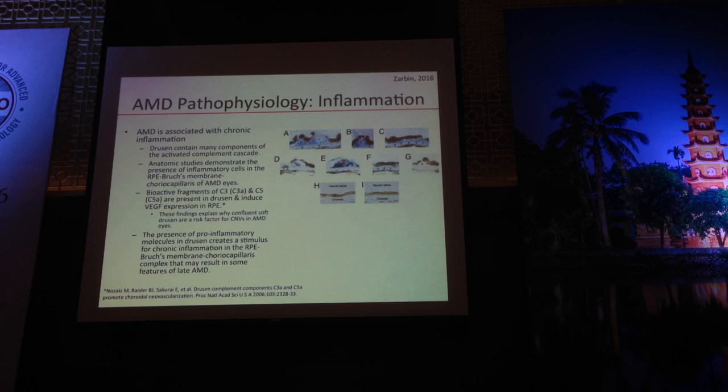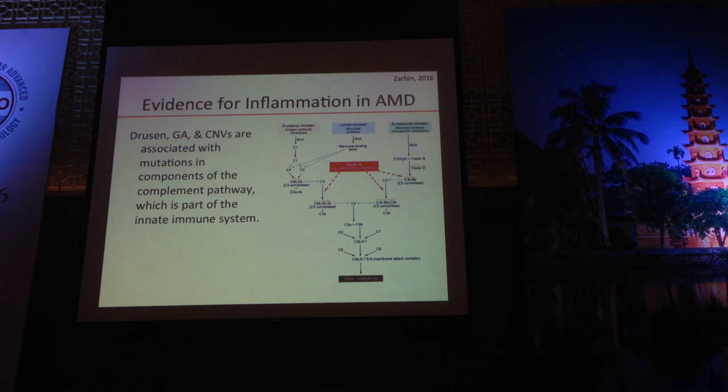But now what I believe is that the primary site of damage is actually the choriocapillaris, with secondary involvement of the RPE and then the photoreceptors. Drusen, geographic atrophy, and choroidal neovascularization are all associated with mutations in the complement pathway: factor H, factor B, C2, C3, C1. Mutations in all of those components have been associated with an increased risk of AMD.